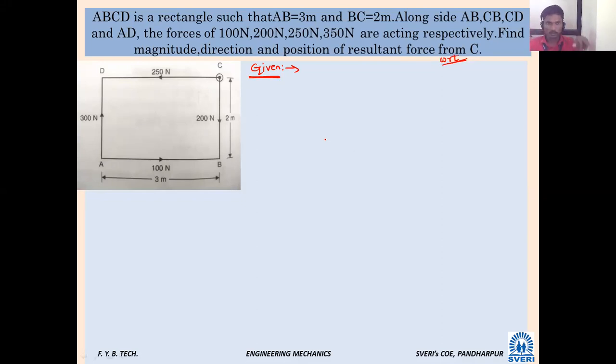So one rectangle is given. It is in front of you. Its sides are there. AB is equal to 3 meter. BC is equal to 2 meter. And force systems are given. Very simple. So with the beginning, let us start.